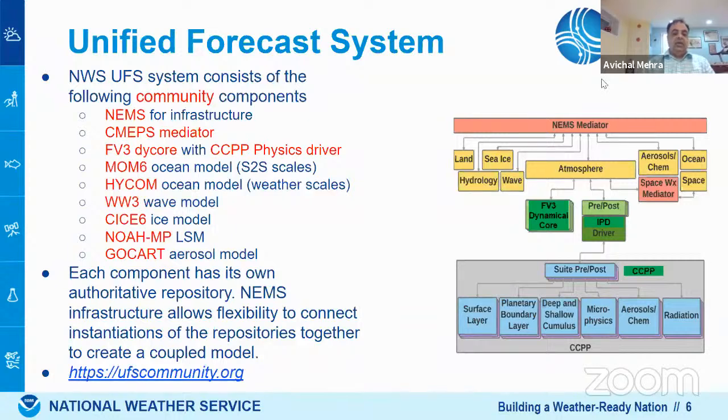So each component listed here has its own authoritative repository. Most of them are public on GitHub. And the NEMS infrastructure allows us to connect specific versions or instantiations of these repositories together to create a coupled system. More details on our approach in building the UFS are at the ufscommunity.org hyperlink.